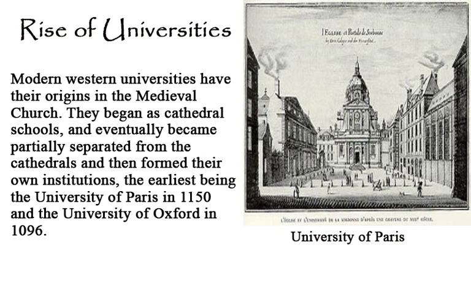At the same time, we had the rise of universities. Modern Western universities had their origins in the medieval church. They began as cathedral schools and eventually became partially separated from the cathedrals and then formed their own institutions. The earliest being the University of Paris in 1150 and the University of Oxford in 1096.